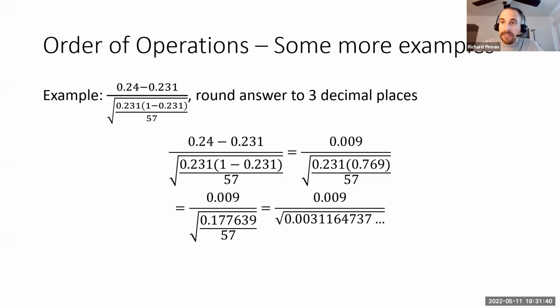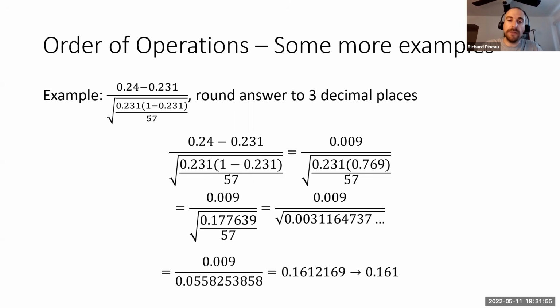So what we do next is we actually take the square root. If you remember, this phase of the problem now, this simplified form, is actually similar to an example that we just did at the beginning of this segment, where it was a number over the square root of a number. So you have to take the square root of the number. And you see the result there in the denominator, 0.05582, etc. Well, we divide that into the 0.009, and what we end up with is 0.1612169. Rounding to 3 decimal places, 0.161.